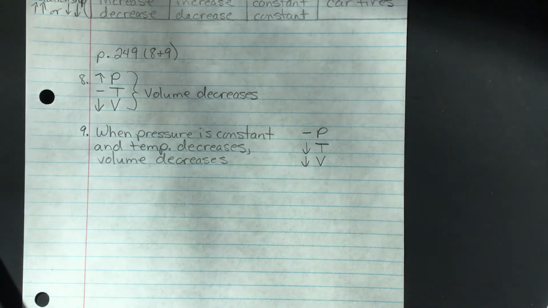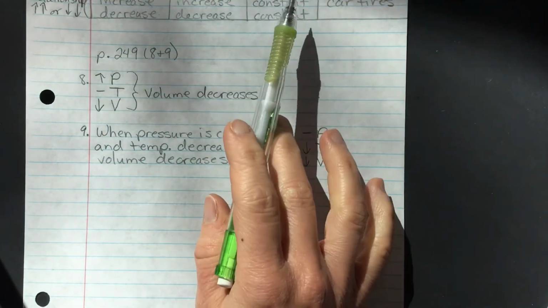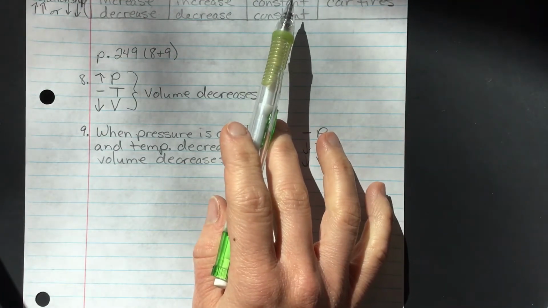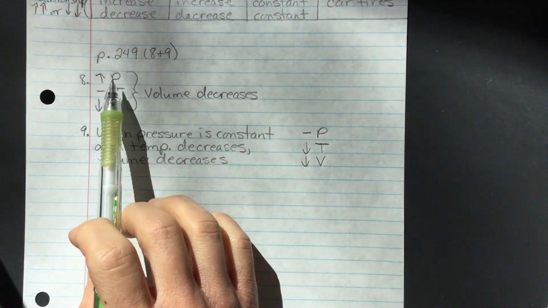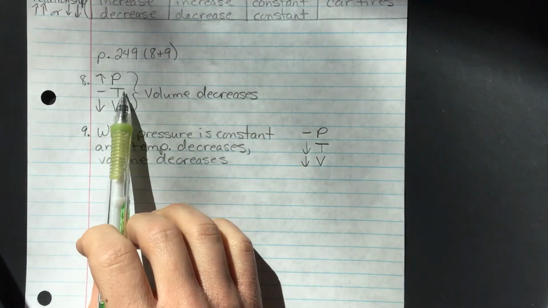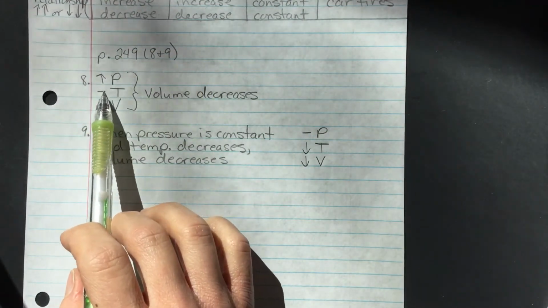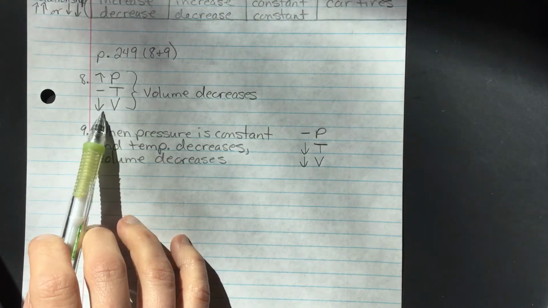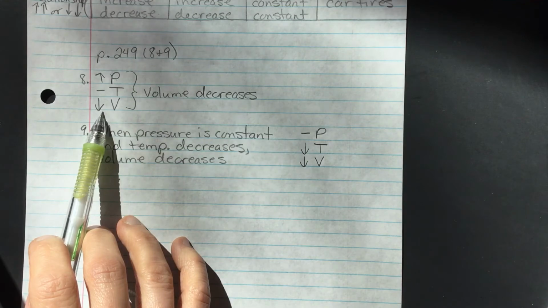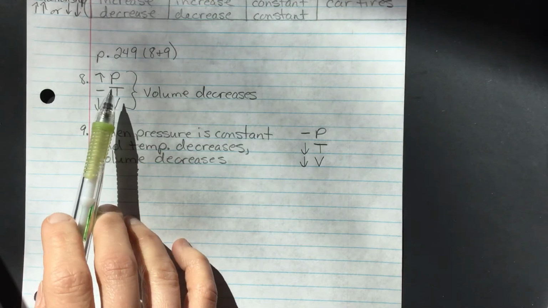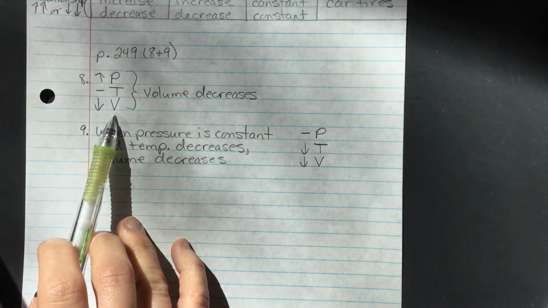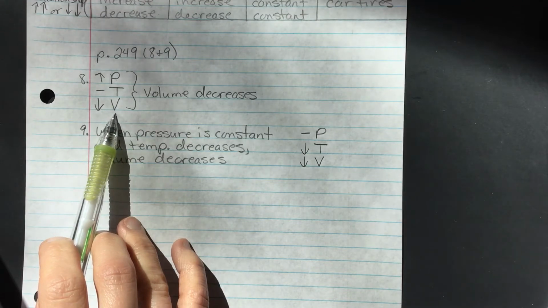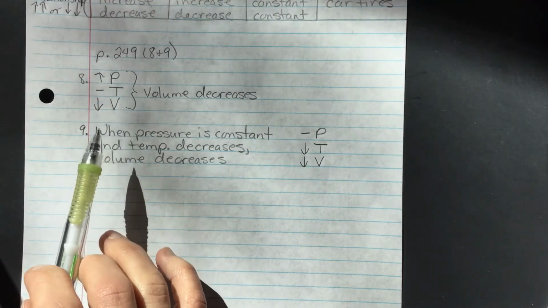Okay, so on page 249, number 8, it says, what will happen to the volume of a gas in a closed container if you increase the external pressure when the temperature remains constant? Looking at my chart up above, if I increase the pressure but keep the temperature constant, I put this line here just to show that it's not changing. What will happen, according to my chart, is that the volume will decrease. Increase the pressure, the volume will decrease. This is like my syringe.